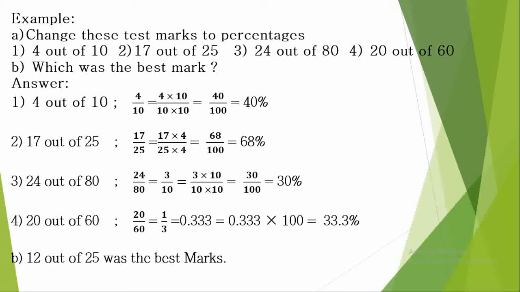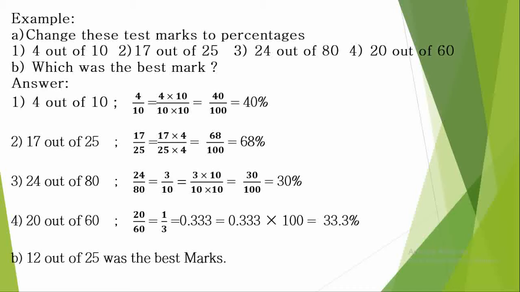Now see the second one, 17 out of 25. So it will be 17 divided by 25. We want denominator 100. Which number multiplied by 25 will give 100? That number is 4. So multiply numerator and denominator by 4. 17 multiplied by 4 upon 25 multiplied by 4 is equal to 68 upon 100, which means 68%.